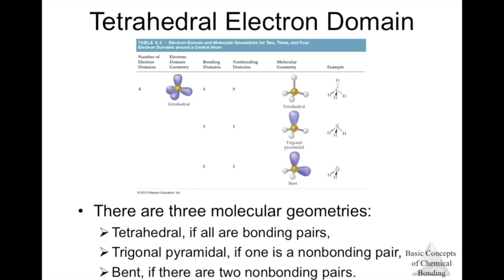Now if we look at the tetrahedral electron domain, there's three different molecular geometries we could look at. So again, 4 electron domains. This would be a tetrahedral electron domain geometry. So you could have all 4 of them bonded, and so then in this case the molecular geometry would be the same as the electron domain geometry, and you still end up with tetrahedral. If you had one non-bonding pair, it's going to look like this guy here, which would be trigonal pyramidal, and then if it's 2 and 2, you're going to end up with the bent.